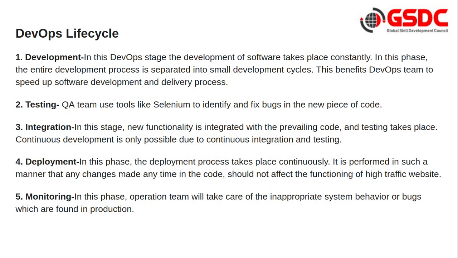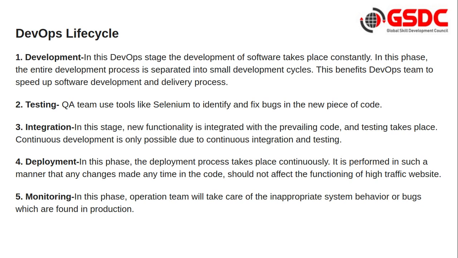Now let's just go through the process. In the development stage, we develop the product. Once the product is developed, with the help of the DevOps team, the development team gets a speed-up in the software development and delivery process. Then in testing, the QA team uses tools like Selenium to identify and fix issues in the new piece of code. Again, in the integration phase, new functionality can be easily integrated and tested with the help of continuous deployment.